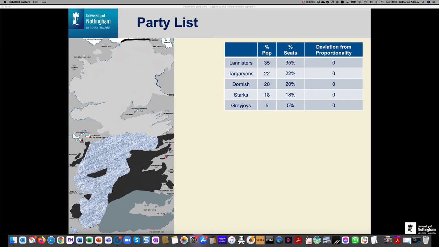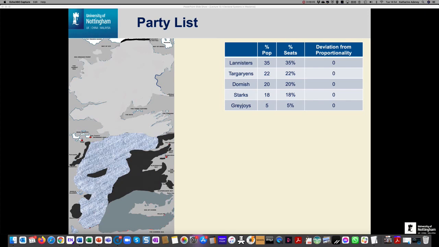Parties produce a list of candidates to vote for, either for a nationwide constituency, as you can see that they've done in Westeros. It's not divided up into different constituencies for this electoral system. Or you could have a system such as they have in Bosnia-Herzegovina, where you have separate lists for different multi-member constituencies. The party list system essentially takes the votes and converts them completely proportionally into seat share.